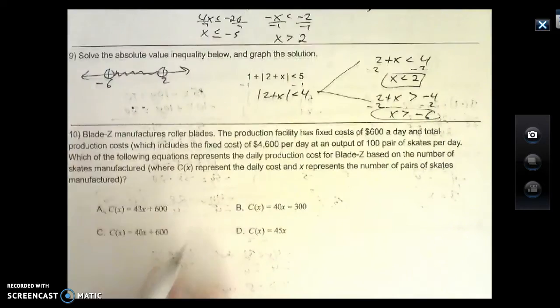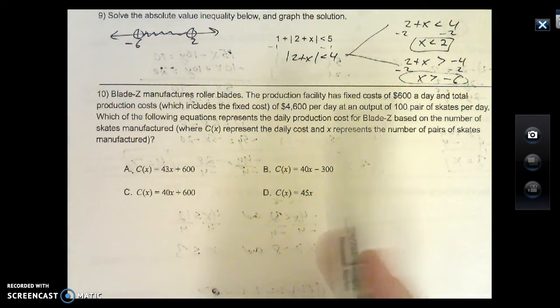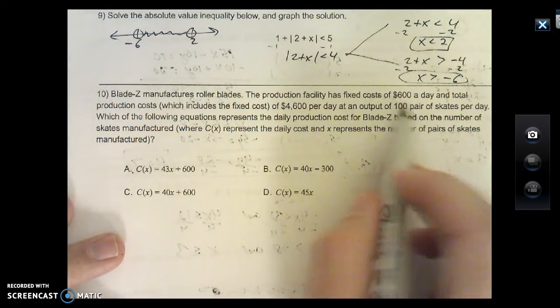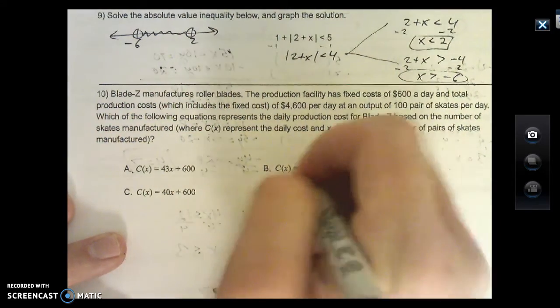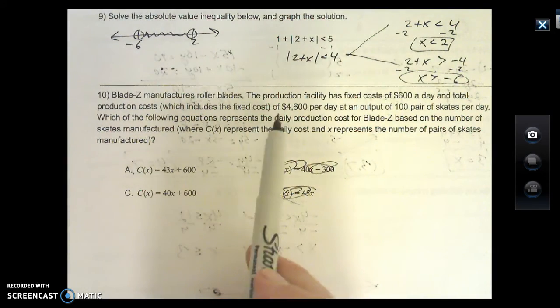Okay. Final one for the multiple choice. Blade Z manufactures roller blades. The production facility has a fixed cost of $600 a day. That right there, that fixed cost means it's a constant plus 600 on the end of your equation. So right away, if you just can read this, plus 600 a day, that's a fixed cost, I can get rid of this one and that one, which includes a fixed cost of 4,600.